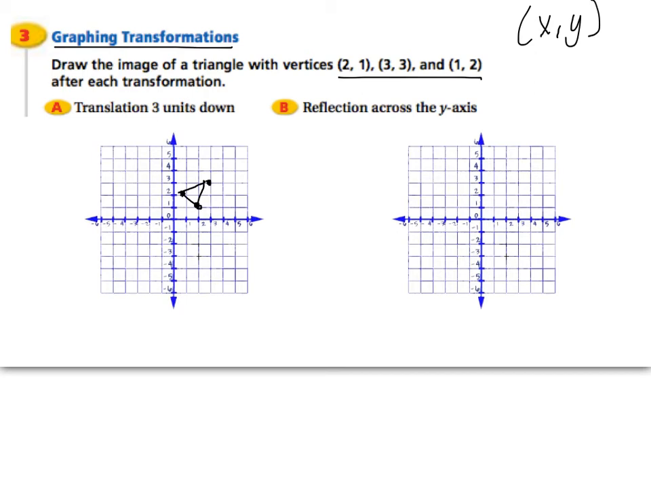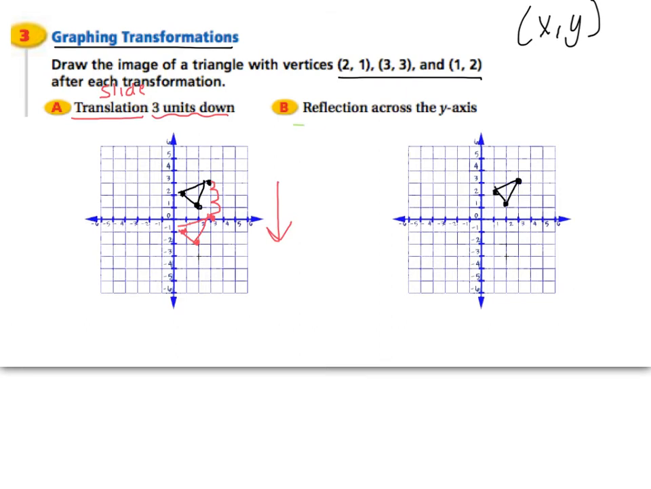Now this first one is telling me that I want to do a translation. So this is your slide, and I want to go 3 units down. So that means I want to take all of these points and move them down. So if I look here, I'm going to go 1, 2, 3, and the point hits at 3, 0. I'm going to do the same for the other ones. I'm just going to move them all down 3, by counting 3 down. So why don't you try B?